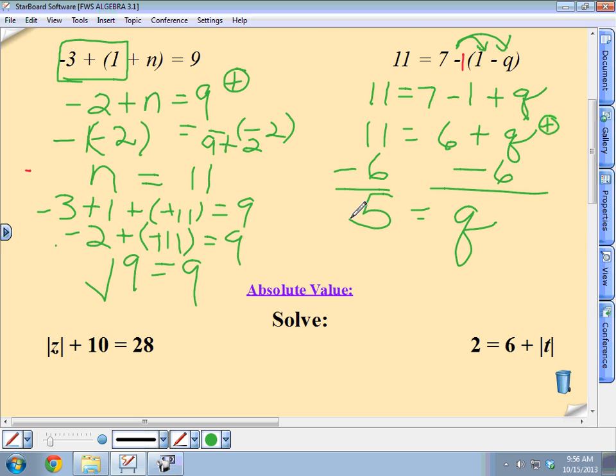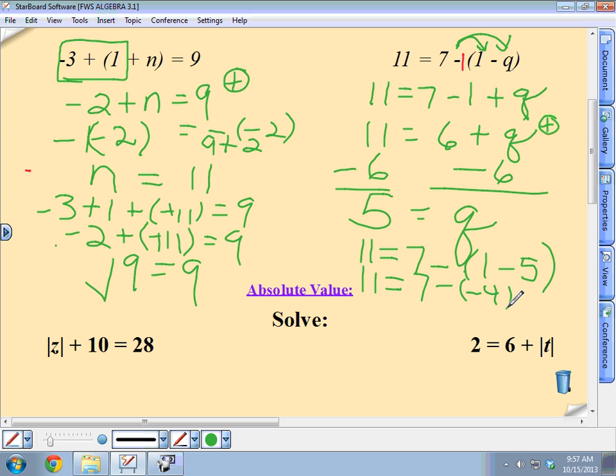And if I put that back into my original equation, I have 11 equals 7 minus 1 minus 5. What is 1 minus 5, Linda? If I start at 1, and whenever I subtract two numbers, one's a negative and one's a positive, I take the larger number and subtract the smaller, which gives me 5 minus 1, 4. And I use the sign of the larger number, so it's negative 4.